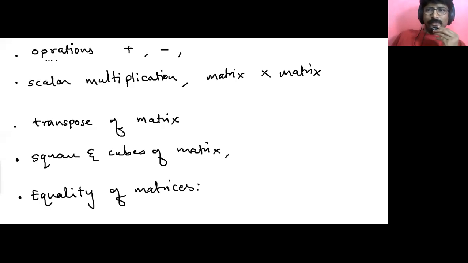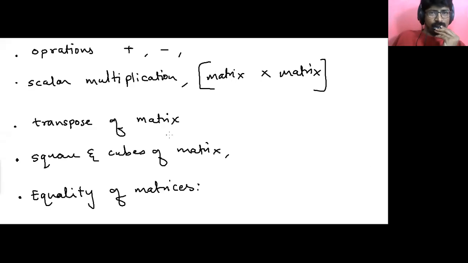So in this part of the video, students, this is the second video on matrices. What I'm going to teach in this video: what are the operations, like how to add and subtract, what is scalar multiplication, what is matrix into matrix. Very important, this topic will be matrix into matrix, कैसे करते हैं, बहुत tricky and typical चीज है.